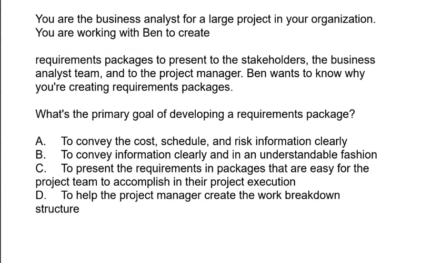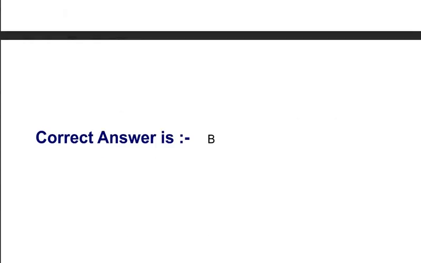Option A, to convey the cost, schedule, and risk information clearly. Option B, to convey information clearly and in an understandable fashion. Option C, to present the requirements in packages that are easy for the project team to accomplish in their project execution. Option D, to help the project manager create the work breakdown structure. Correct answer is option B.